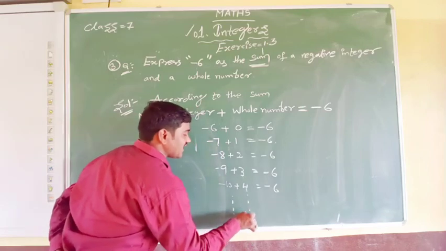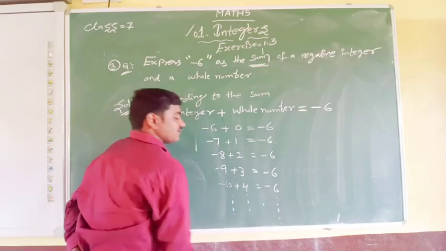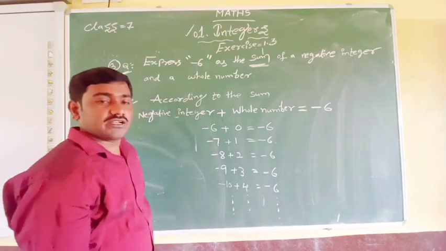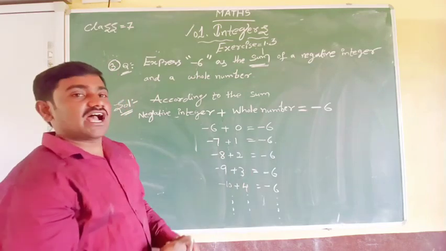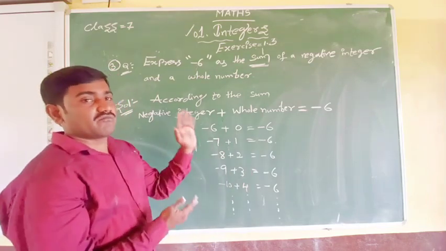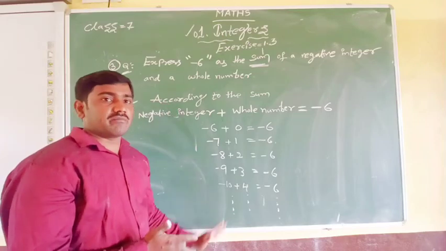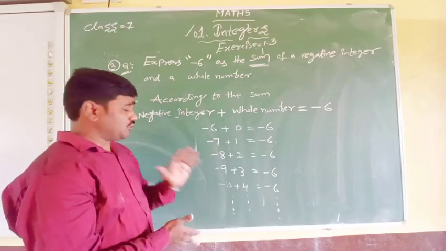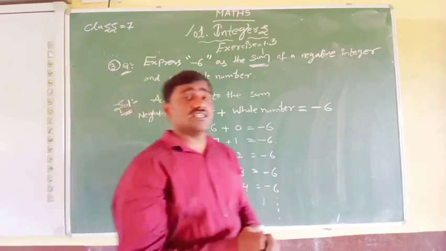It will be continuous like this. See, you can go like this. We can express minus 6 as a sum of one negative integer and one whole number in an infinite number of ways. We get infinite examples. I hope you understand this.